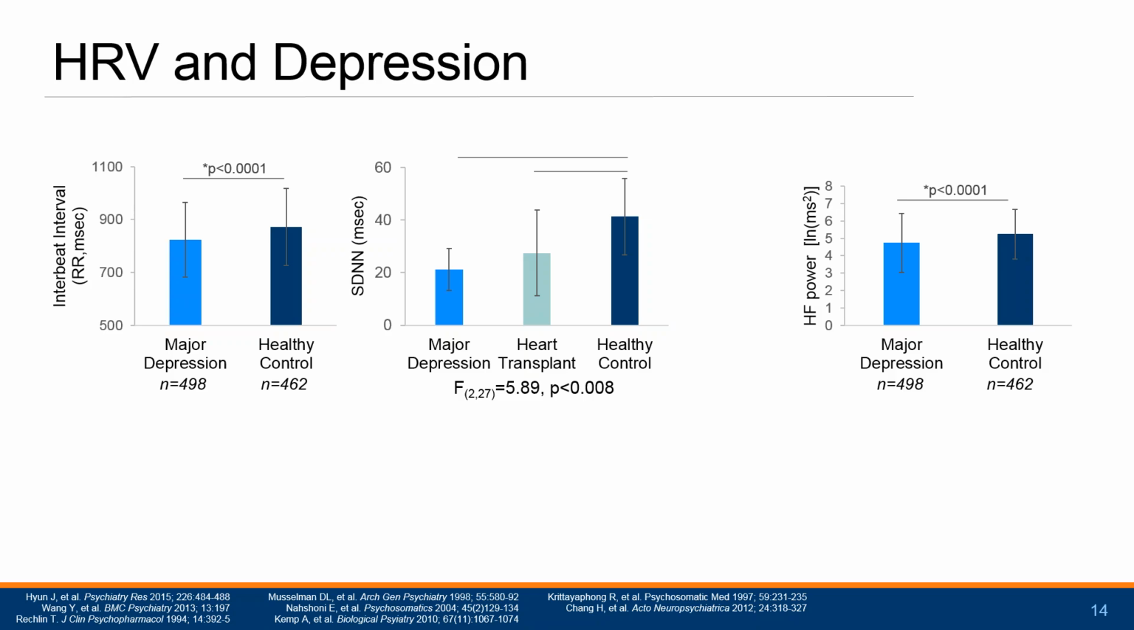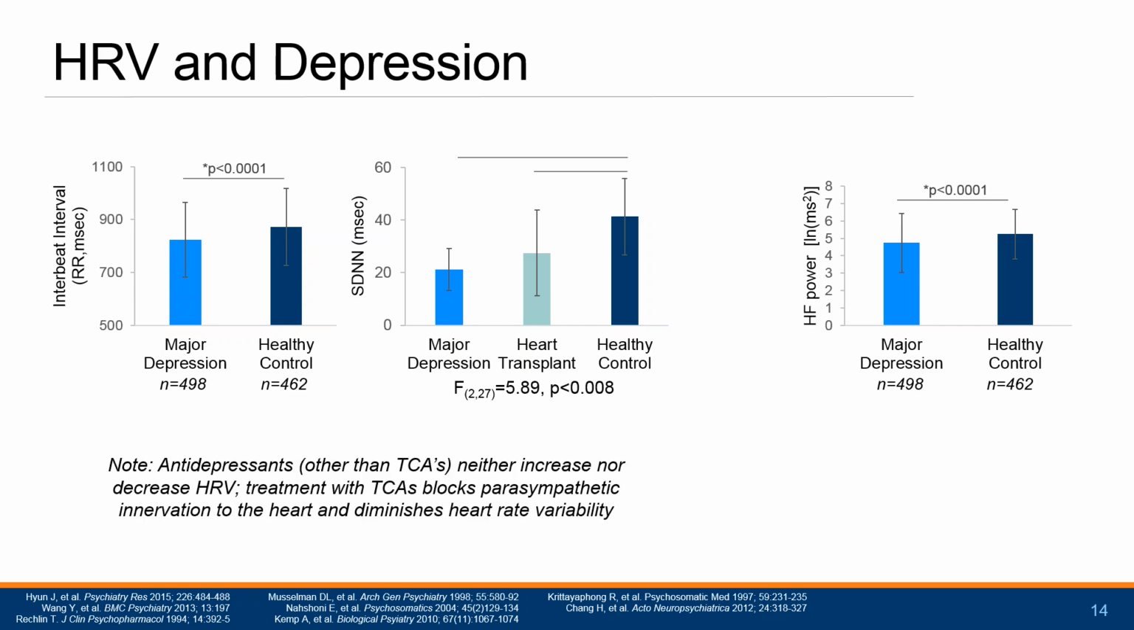And really this kind of feeds into a reduction of total power, and it's stemming from this reduction in parasympathetic activity, which is not what we want to see. Usually we want to see more parasympathetic activity, especially compared to sympathetic activity. We'd like to see a balance between the two. And here our depressed patients just have a reduction in that parasympathetic activity. Now, I do want to note that antidepressants don't increase or decrease heart rate variability.